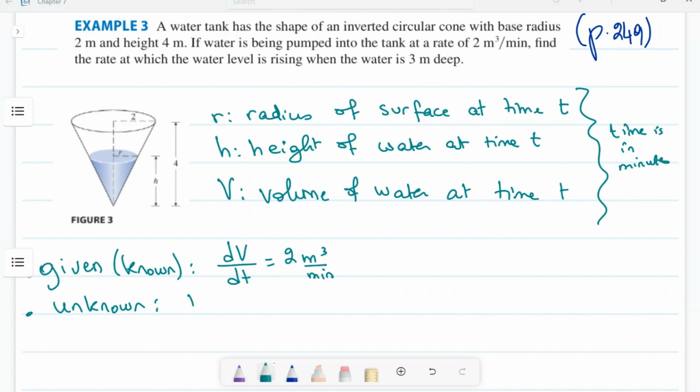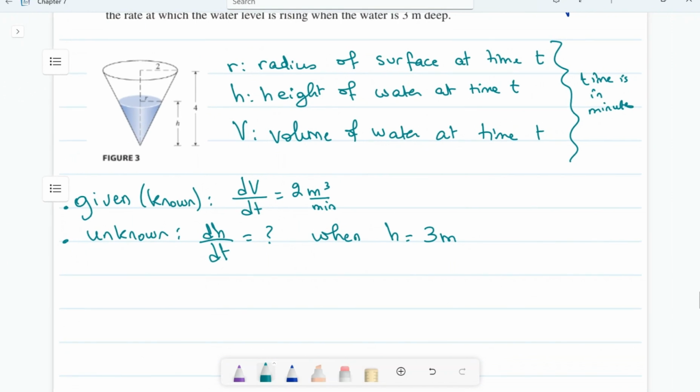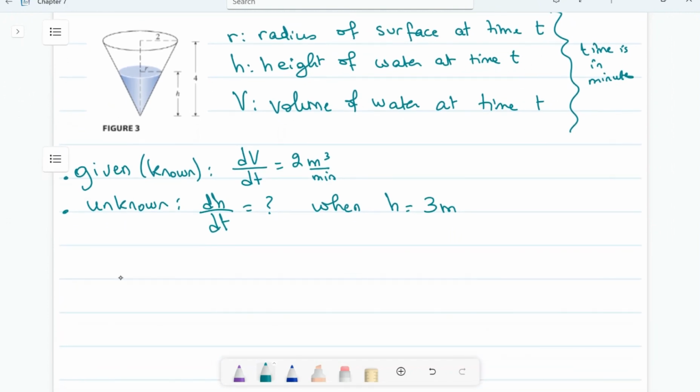So we want to know the rate of change of the height, dh/dt, it's unknown. We want to know this rate of change when the height is 3 meters. Now, how do we relate these variables? So how do we find the volume of a cone? The formula is V equals 1/3 pi r squared h.